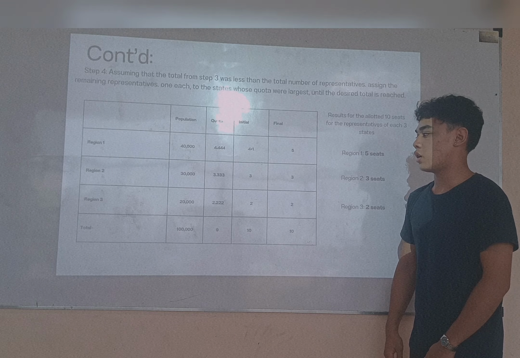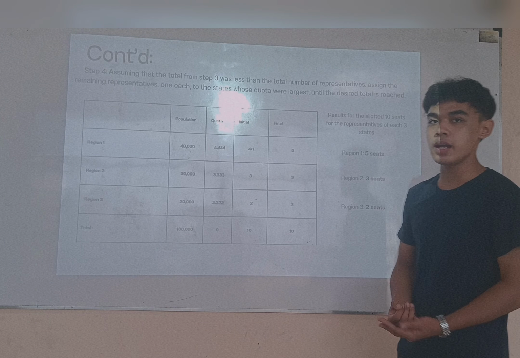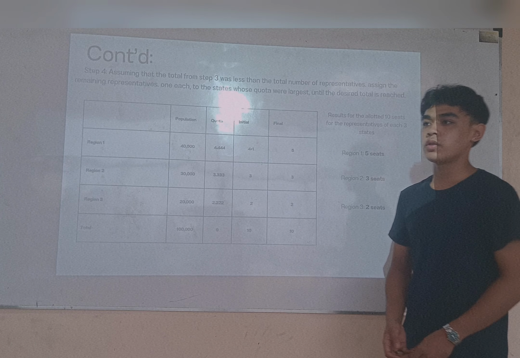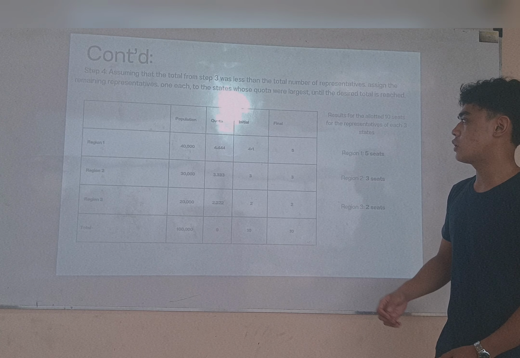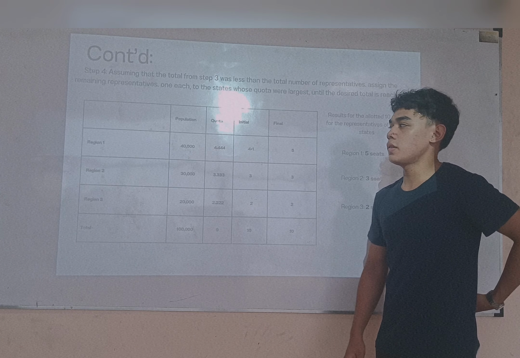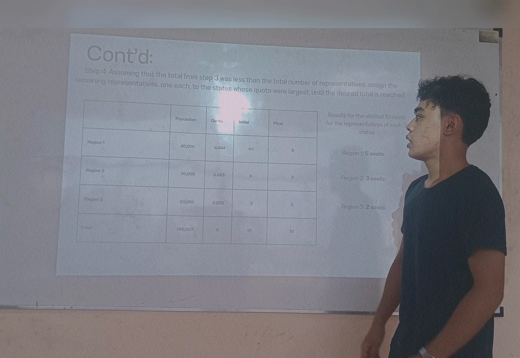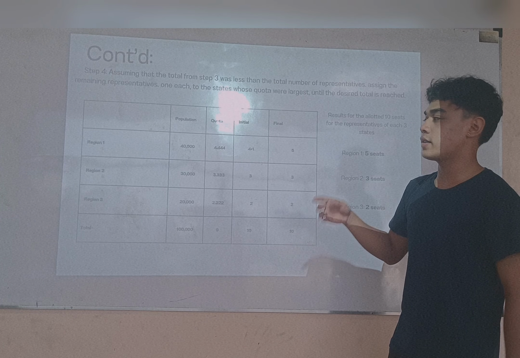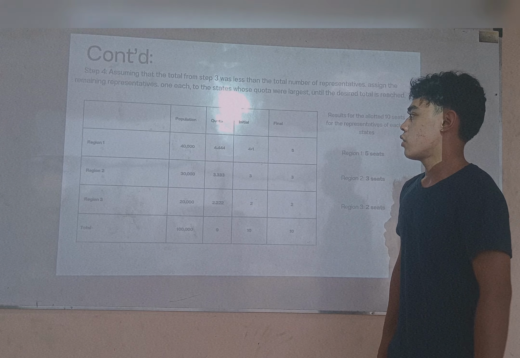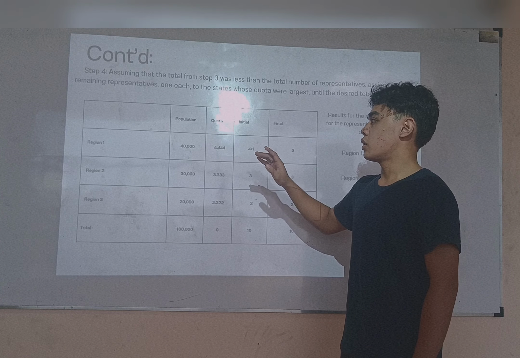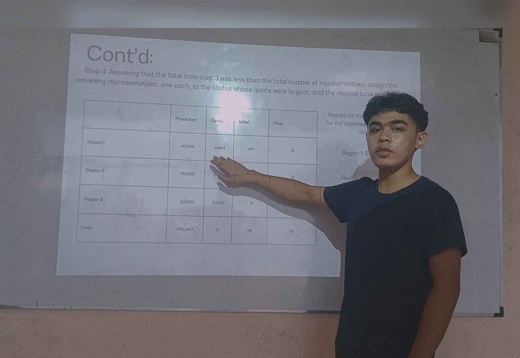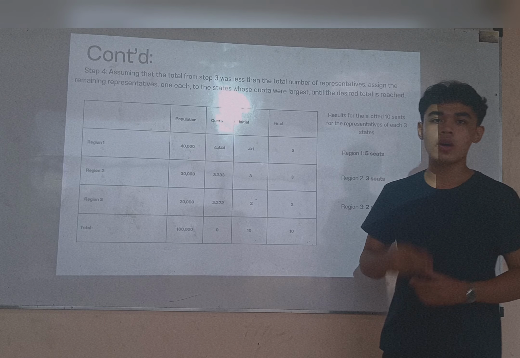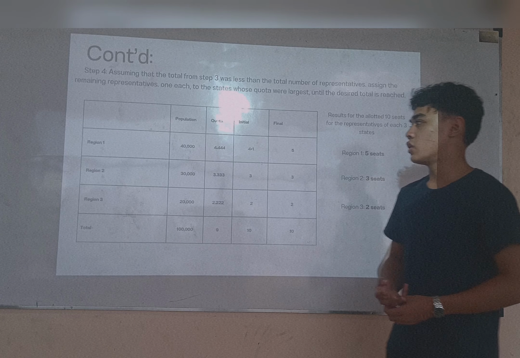So in step 4, there are 10 seats allotted. So there are only 9 in our initial representative total. So we need to allocate one remaining seat to a specific region. So we need to find the region which has the largest decimal value. In here, we get region 1, which is 0.444, which is the largest decimal value in the 3 regions. So we need to allocate the remaining 1 seat to region 1.